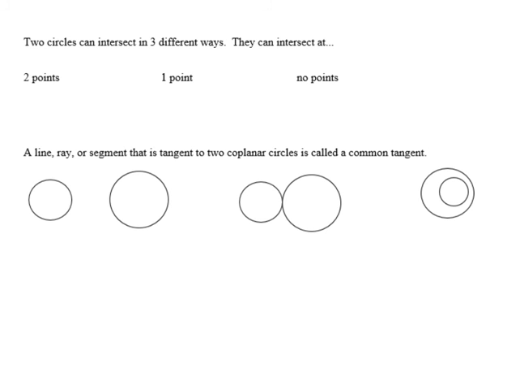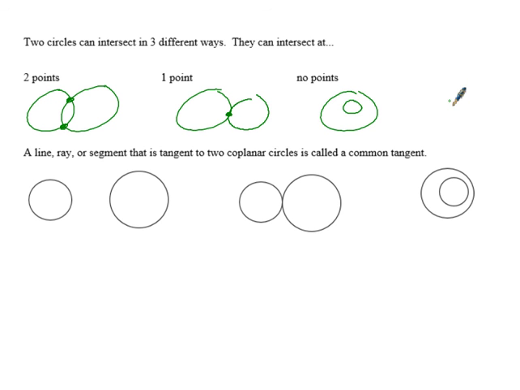And so continuing with circles, we can look at how circles intersect. Circles can intersect in 3 different ways. They can intersect at 2 points. They can intersect at 1 point. Or they can intersect at no points. Intersecting at no points can happen in 2 different ways. They can just be far away from each other, or they can be one circle inside of another one. So those are the 3 ways that circles can intersect.